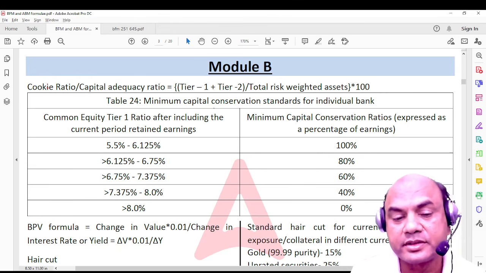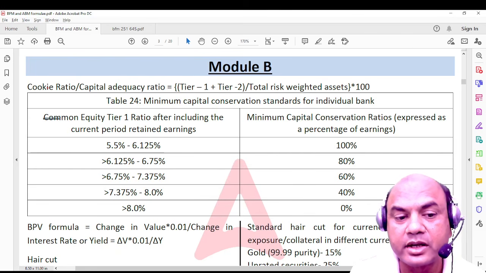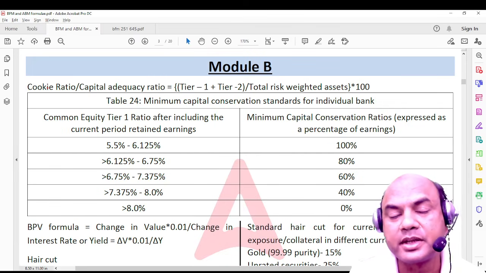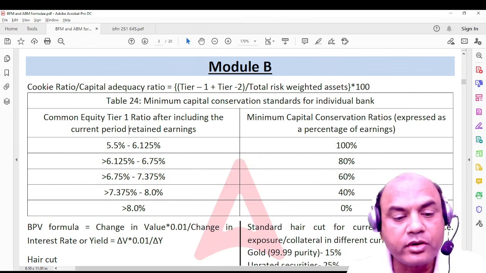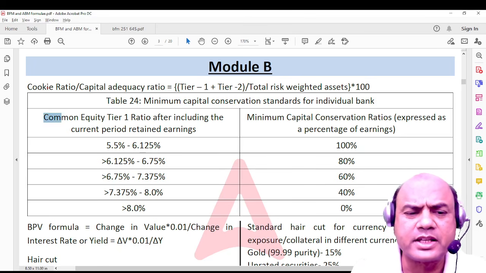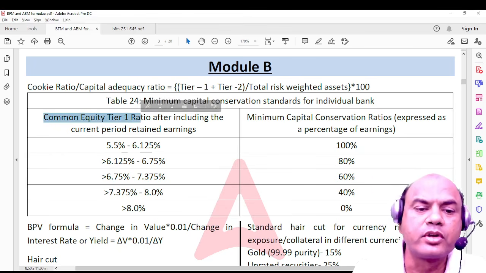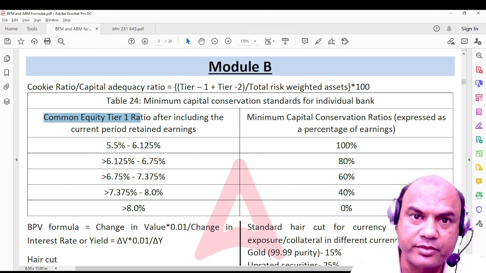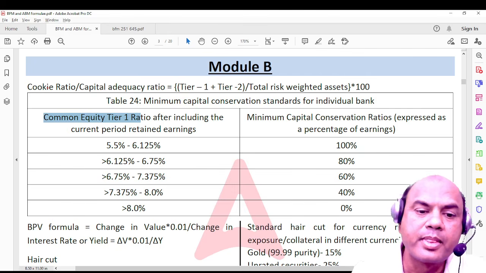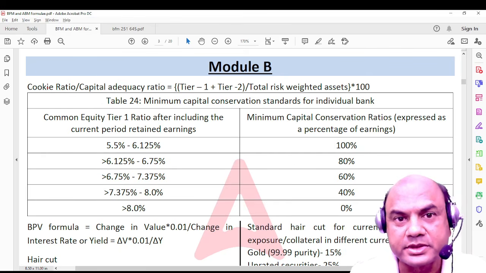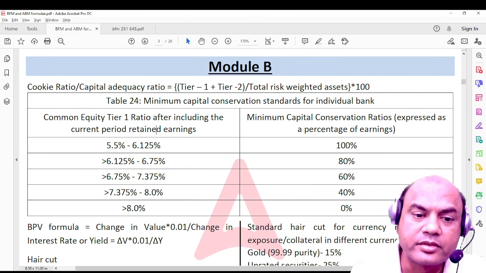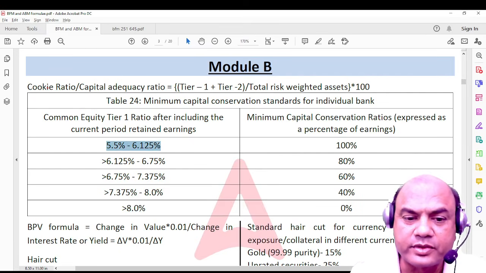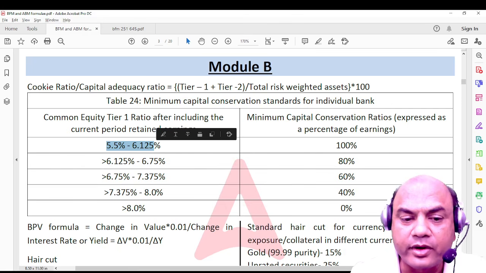Now what does RBI say about CET1, common equity tier 1? Minimum CET1 should be 5.5%. Many of the nationalized banks are maintaining quite high. So if your CET1 is higher than 5.5, then what? Let's consider the range given in your book, 5.5 to 6.125.